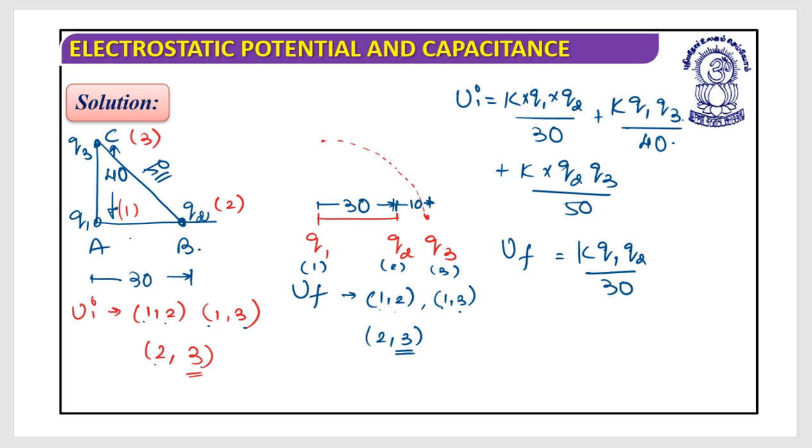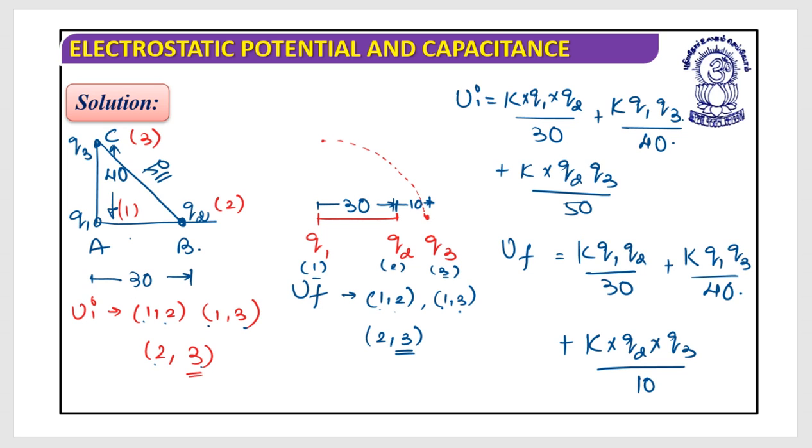it's 1 3, which is 40, so this is K Q1 Q3 divided by 40, and next for 2 comma 3, it's K multiplied by Q2 multiplied by Q3 divided by the separation between 2 and 3, which is 10 centimeter. So if you observe this very carefully, what I'm supposed to do is just find the difference of this.